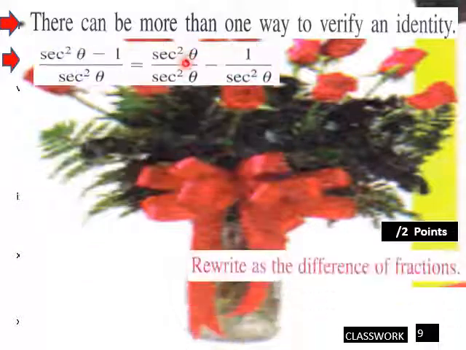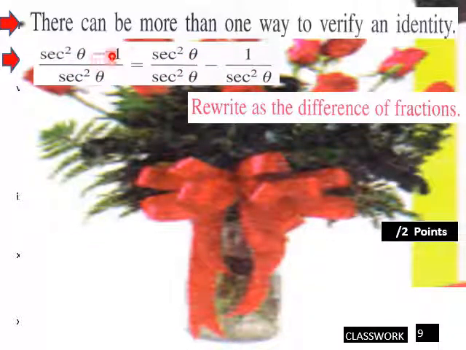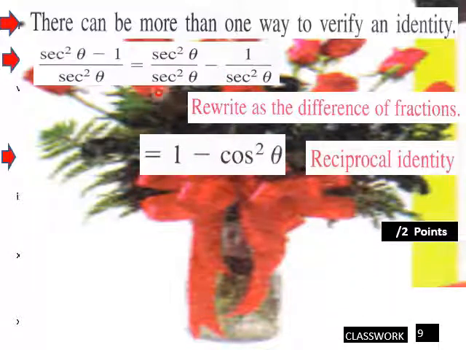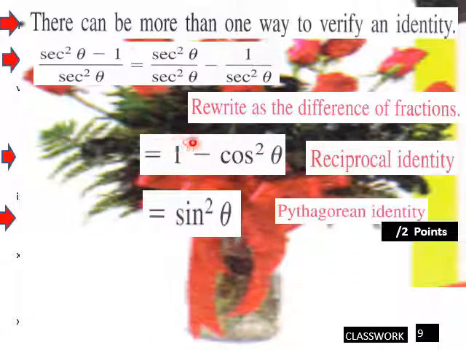There can be more than one way to verify an identity. So we have secant squared theta minus 1 over secant squared theta equals secant squared theta over secant squared theta minus 1 over secant squared theta. Rewrite as a difference of fractions. We separate these two parts of the numerator, and then when we recombine it, this becomes 1, and then this is 1 over secant squared theta, which is the same thing as cosine squared theta. So we have a reciprocal identity, and then this becomes sine squared theta, a Pythagorean identity.